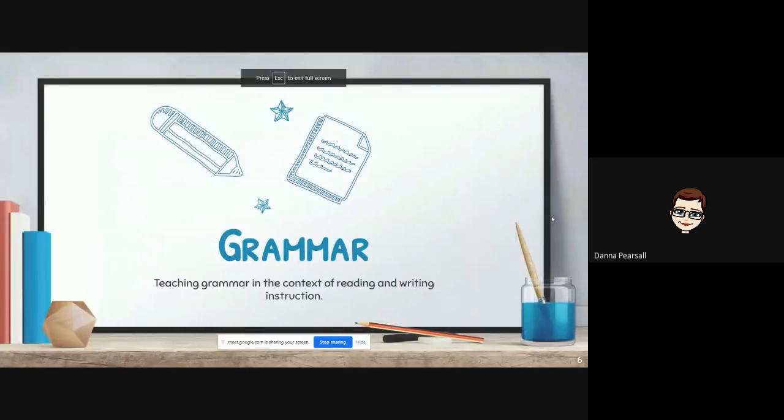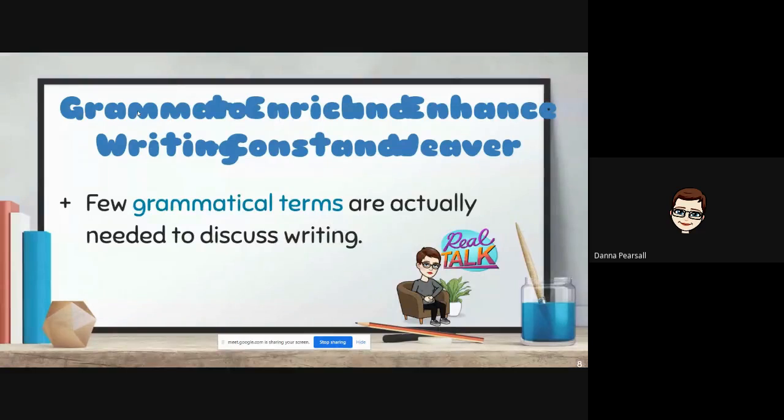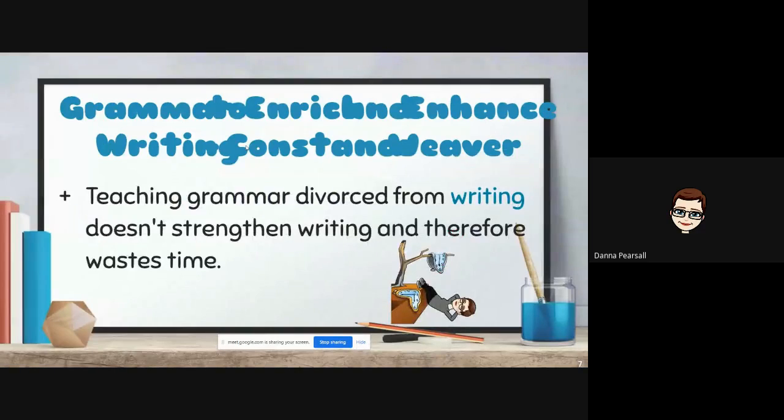I'll move on to grammar, and then we'll talk about ways to assess both of them together. Oh, that is not supposed to look like that. Okay, it says, just to read it to you, because I don't know why it looks all funny. Grammar to enrich and enhance writing, by Constance Weaver. Constance Weaver has an entire book dedicated to teaching grammar in context. And it's a wonderful resource if you want to check it out. But I've kind of pulled some main ideas here for you. So here are some things that she says.